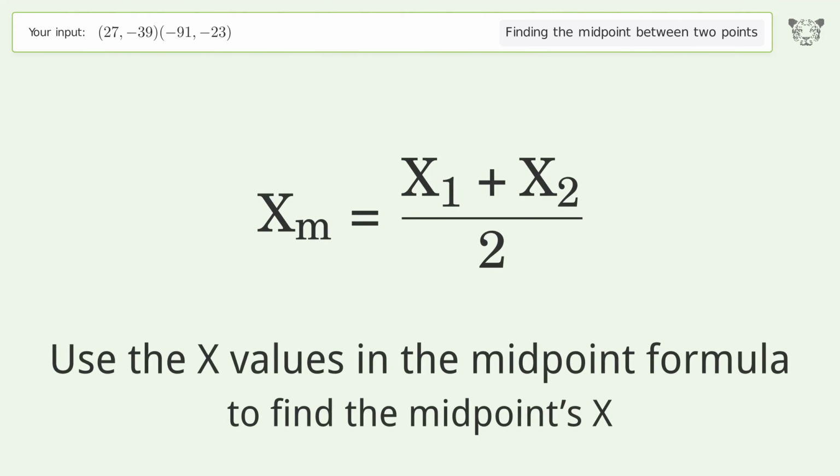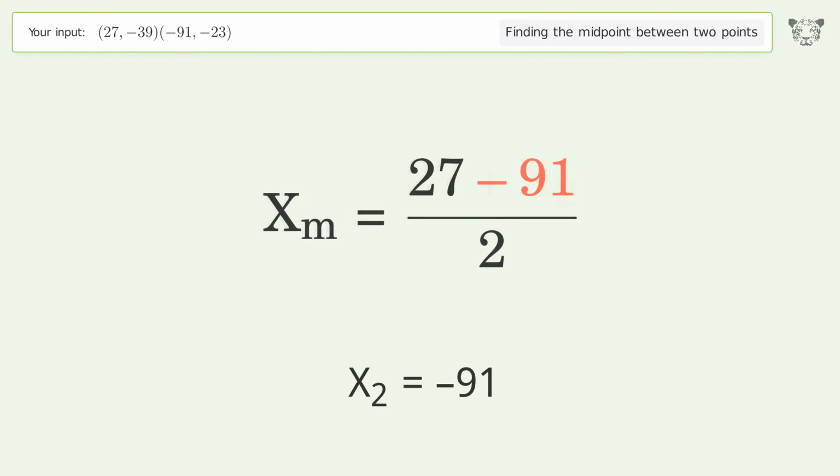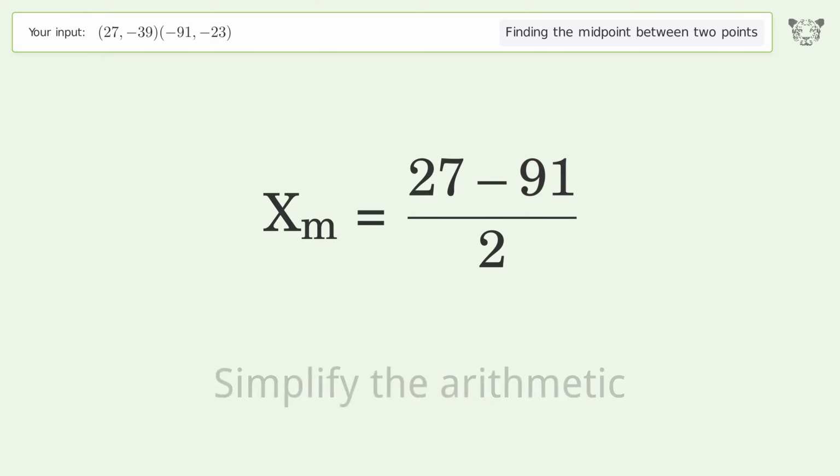Use the x values in the midpoint formula to find the midpoint's x. x1 equals 27. x2 equals -91. Simplify the arithmetic.